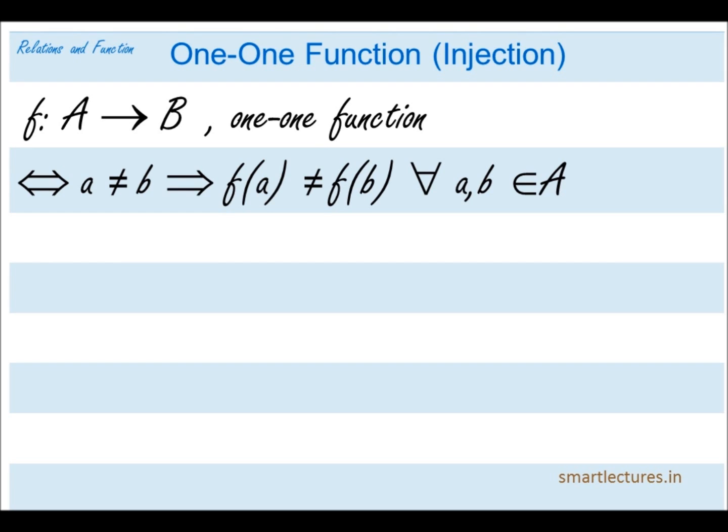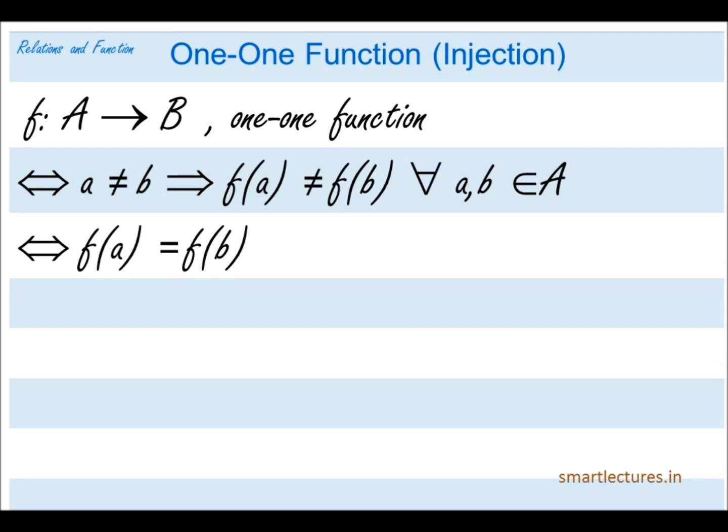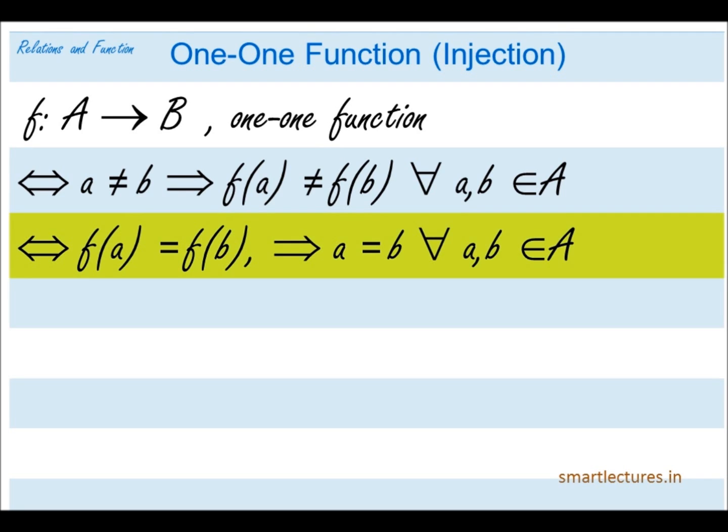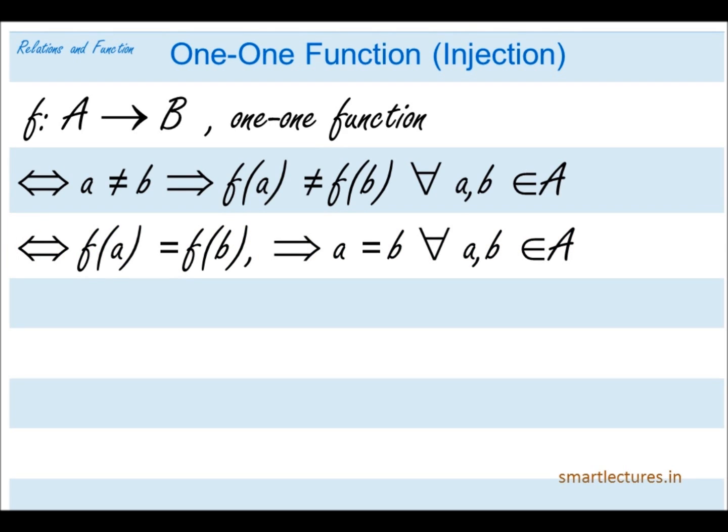Or you can say if f(a) is equal to f(b), then that means a is equal to b for all a and b belonging to set A. So if the value of a function is the same for two numbers a and b, then this is possible if and only if a is equal to b, where a and b belong to set A. In other words, a function is one-one if and only if two distinct elements of set A have distinct images only.